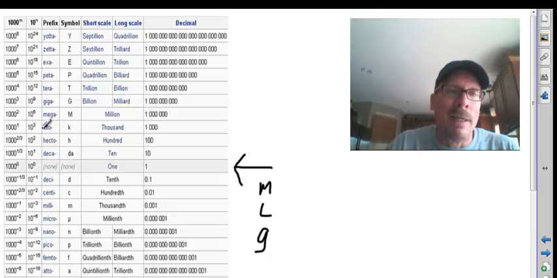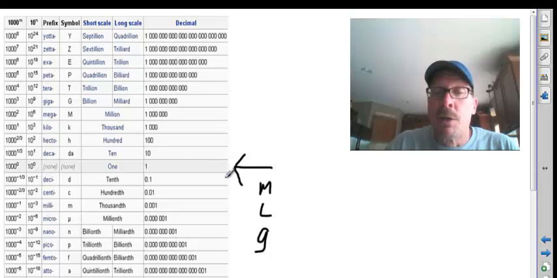Kilo, that prefix, is at 10 to the third, which is 1,000 times more than 1. So a kilometer has 1,000 meters in 1 kilometer. Kiloliter has 1,000 liters in 1 kiloliter. Kilogram has 1,000 grams in 1 kilogram.